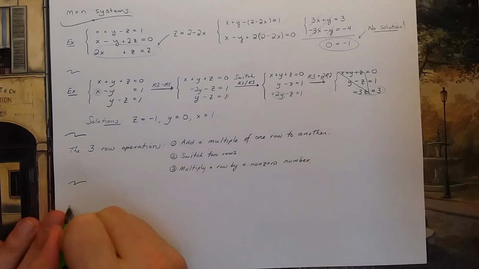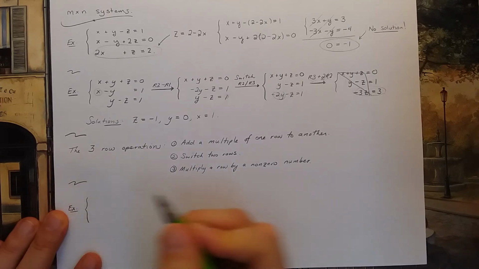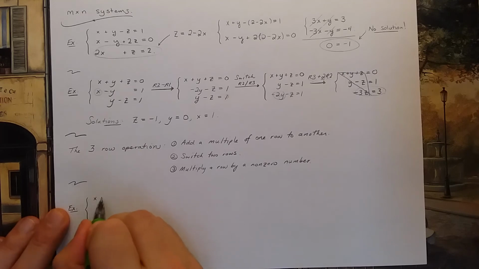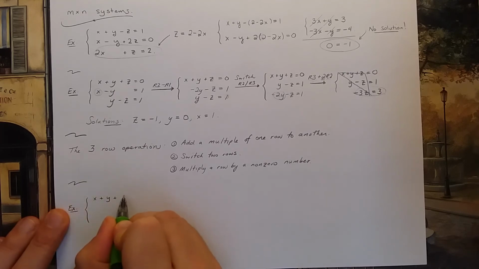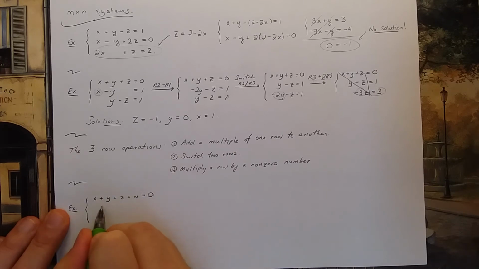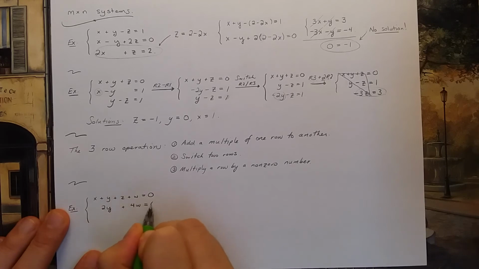So let's finish this video with one more example of using the 3 row operations to solve a linear system. Why don't we go bigger? Why don't we solve a 4x4 linear system? So x plus y plus z plus w is equal to 0. 2y plus 4w is 6. Z minus w is equal to 0, and y plus z is equal to 1.